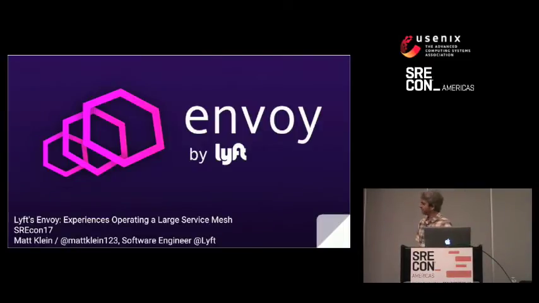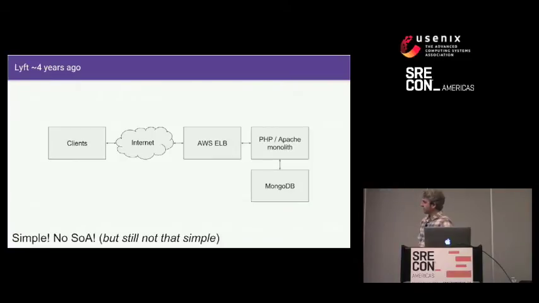Thanks, everyone. So let's actually start with a little bit of history. This is Lyft from about 4 years ago. And as you can see, this is our, quote, simple service-oriented architecture. So we've got some clients, we've got the magical internet, we've got an Amazon Elastic Load Balancer, we've got a PHP Apache monolith, and we're talking to MongoDB. This is about as simple as it gets.